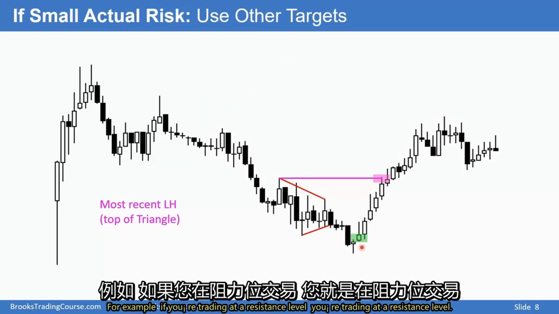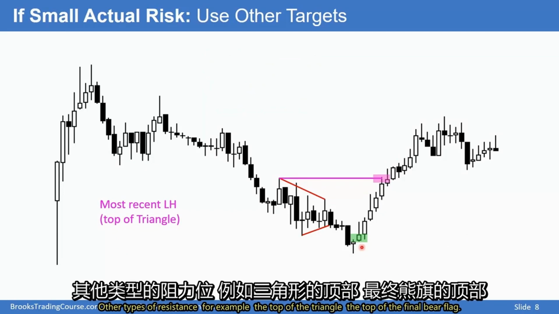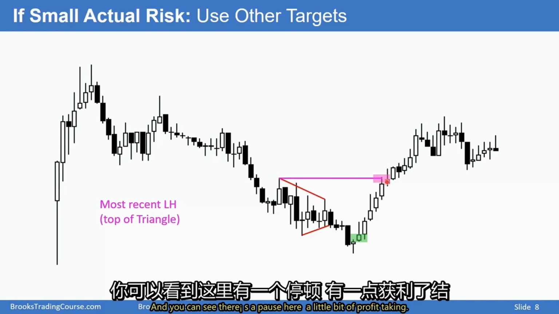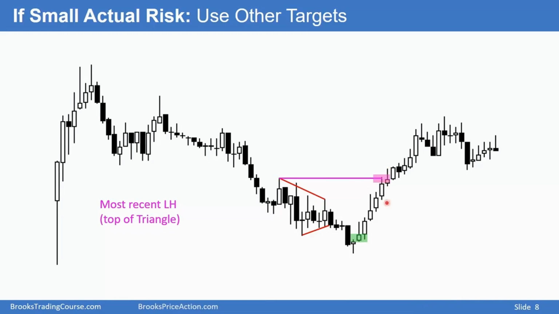Another approach would be to take profit at other types of resistance. For example, the top of the triangle, the top of the final bear flag. It's a reasonable place to take profits, and you can see there's a pause here, a little bit of profit taking.